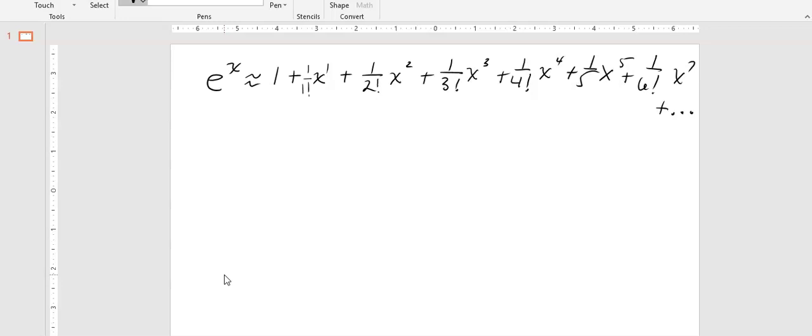And even here, this 1, let me just put it down here. You could have expressed 1 as 1 over 0 factorial x to the 0. Yeah, 0 factorial is 1. X to the 0 is 1. So this thing right here is also 1.